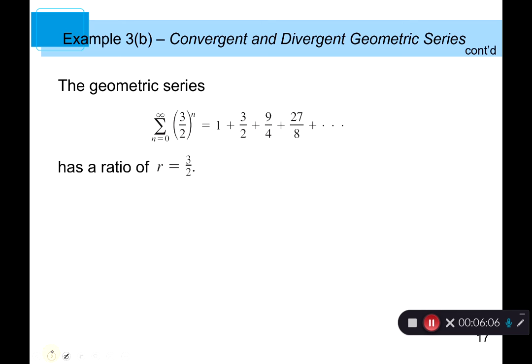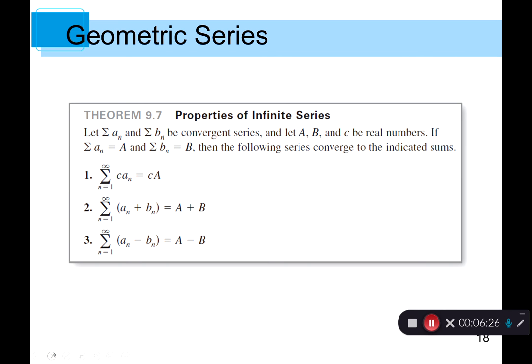Here's another geometric series. My common ratio, my r, is 3/2. Since it is greater than or equal to 1, the series must diverge. If the series diverges, you don't want to get a sum. Sum is infinite. Here are some properties of series. These properties are very similar to properties we used for limits. I'm not going to necessarily harp on these a lot, but you should keep these in mind.